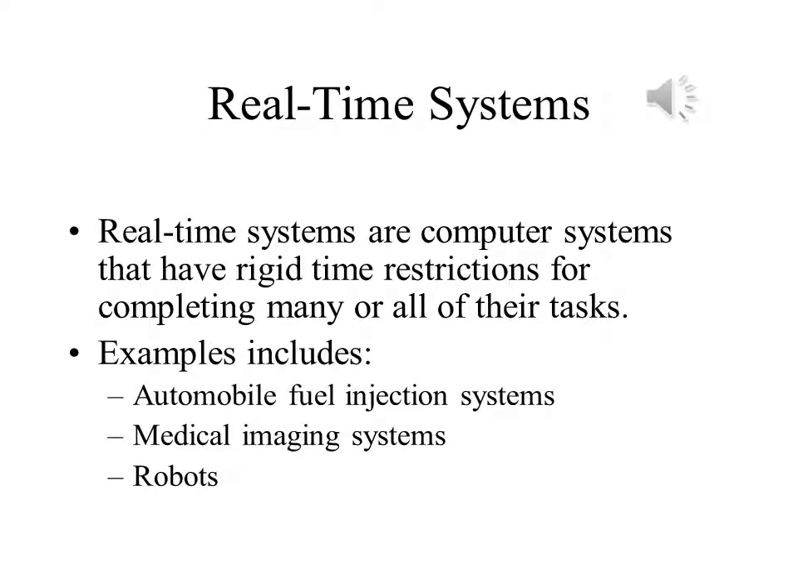Real-time systems are computer systems that interface in the real world and have rigid real-world time restrictions for completing many of the tasks. To give you an example of this, it would not make sense for an elevator control system to recognize that we are now passing the second floor if the second floor is long gone and we're somewhere past the fourth floor. Other examples include automobile fuel injection systems, medical imaging systems, and robots.